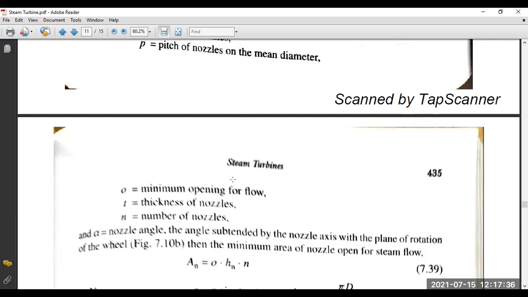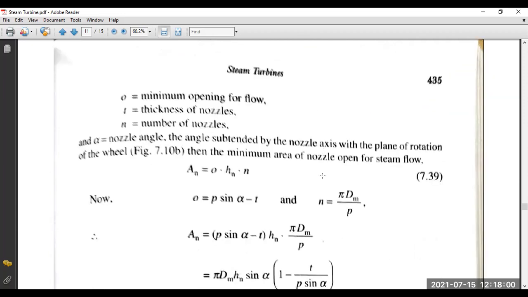And A is the cross section of the nozzle for angle alpha. The nozzle angle is subtended by the nozzle axis with the plane of rotation of the wheel. The maximum area of nozzle open for steam flow, An, is equal to h0 into hn into n. So alpha is the nozzle angle, the angle between the nozzle axis and the plane of rotation of the wheel, and the maximum area of nozzle open is for steam flow. A1 is the maximum cross section which we can allow by controlling the position of the nozzle itself.